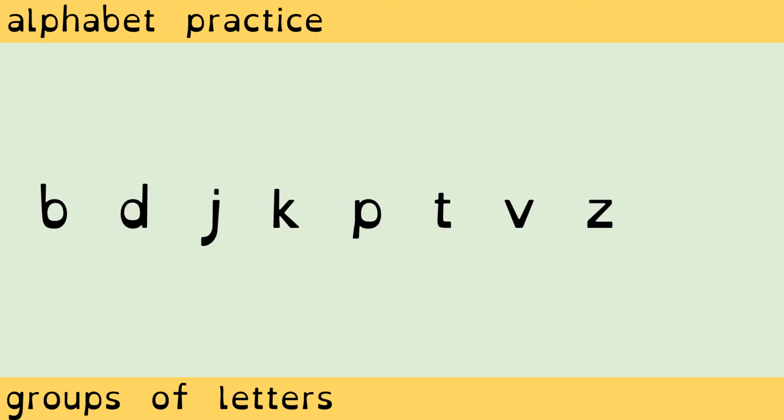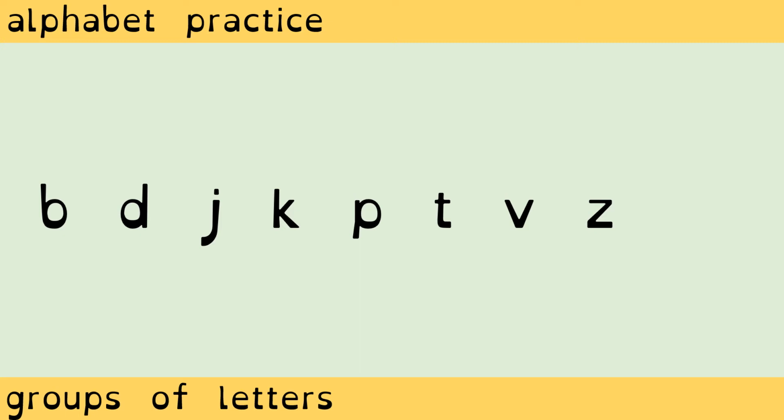Let's try another list. Repeat after me. B, D, J, K, P, T, V, Z. What do these letters have in common? Do you know? First, they are all consonants. Second, the first sound in each of these letters' names is the sound that the letter represents in writing.